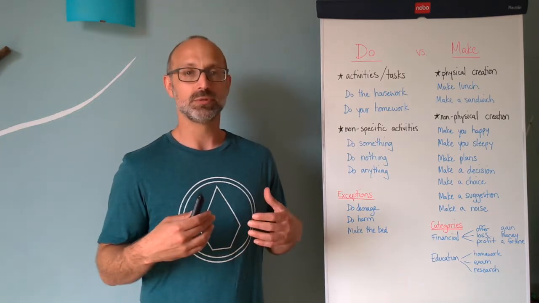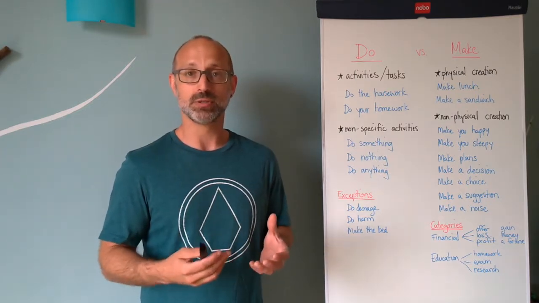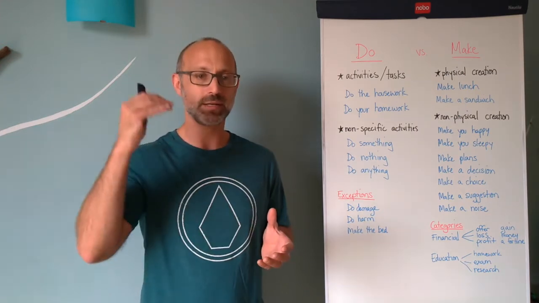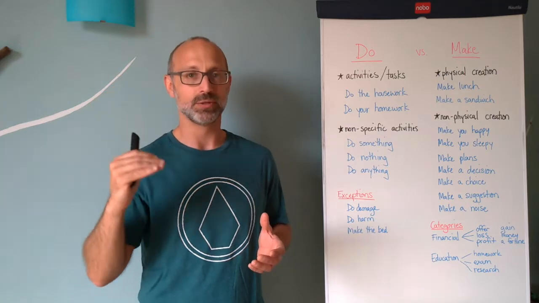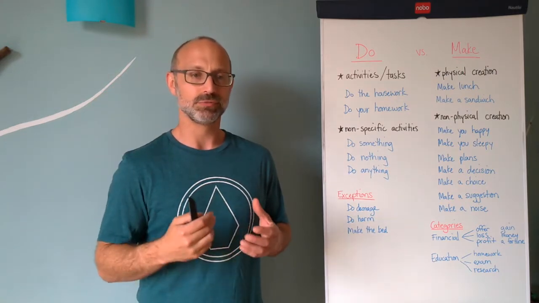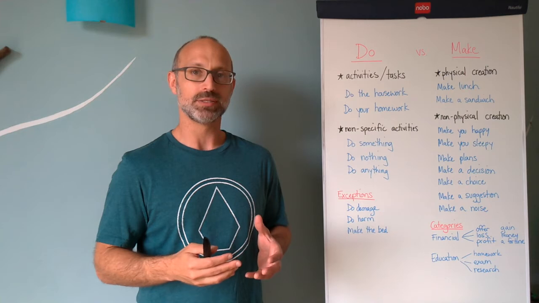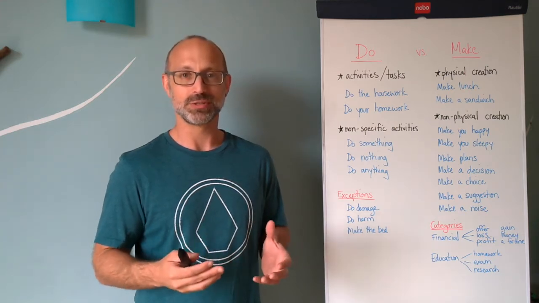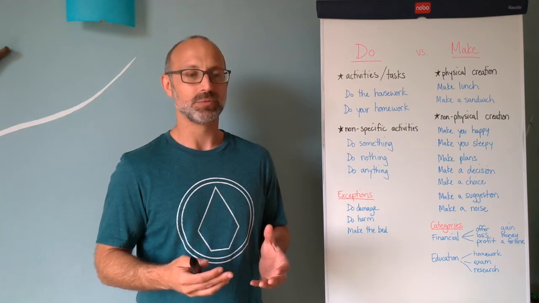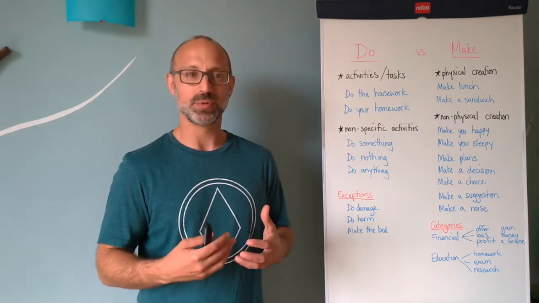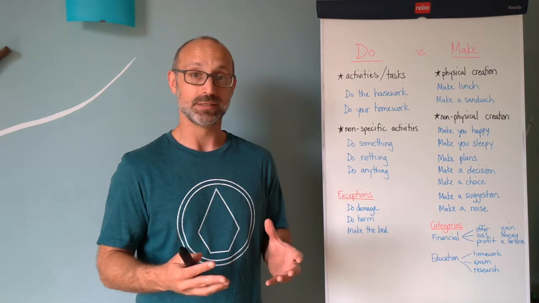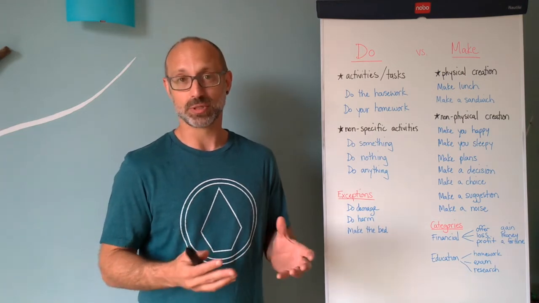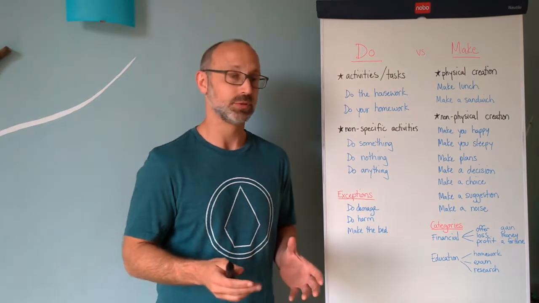When you look into grammar books or when you look online, you'll often find especially make, but also do, divided into multiple different categories, and it's really difficult to memorize and to know those categories when you're trying to speak. So my objective today is to leave you with a more generalized idea of how to use them, which is easier and more accessible. So let's get right into it.